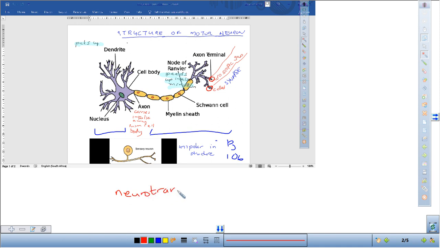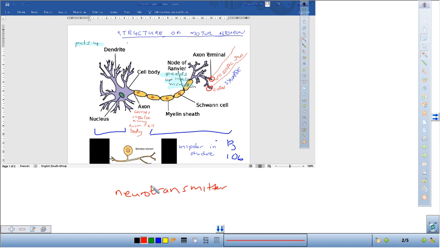What is a neurotransmitter? A neurotransmitter is a chemical that's produced by the end plates. And what does this chemical do? It makes the dendrites of the next neuron susceptible to receive the impulse. So it allows this neuron, the dendrites, to stand upright or reach out and catch the impulse as it jumps over the synapse. That's what a neurotransmitter is.